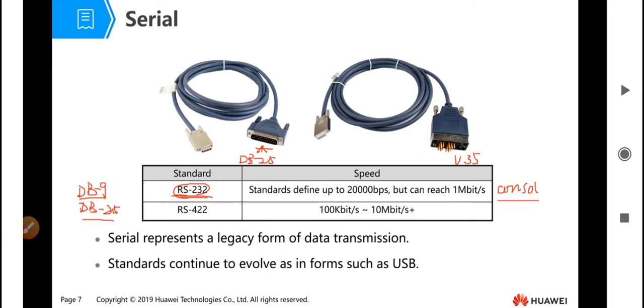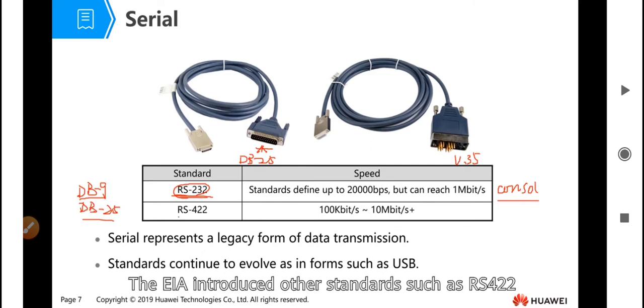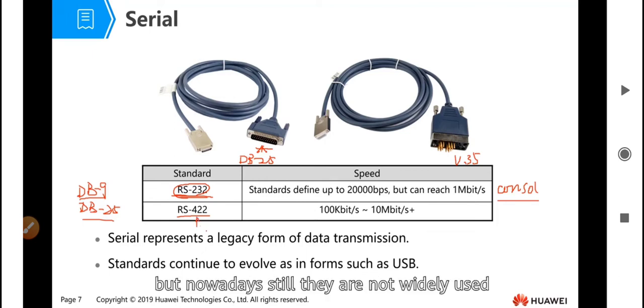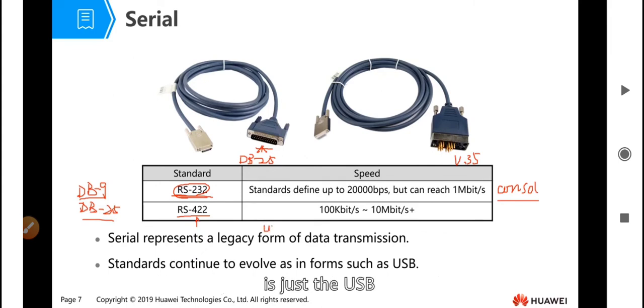Later, the EIA introduced other standards such as RS-422. The speed and the distance of this standard are increased, but it is still not widely used nowadays. Nowadays, I think the more widely used serial line is just the USB.